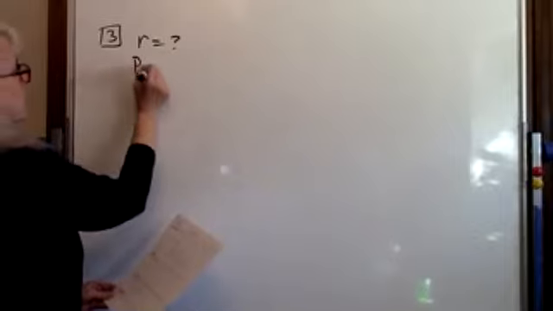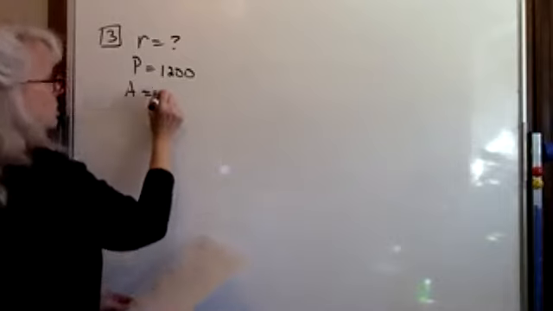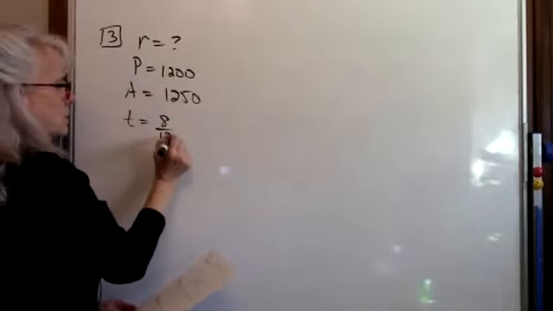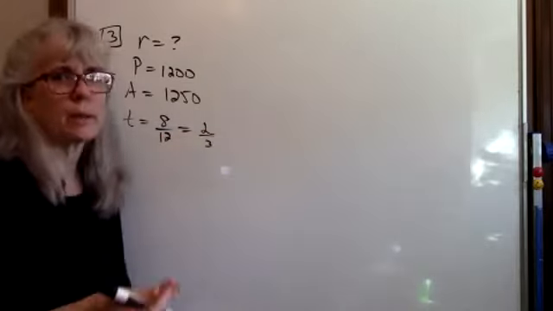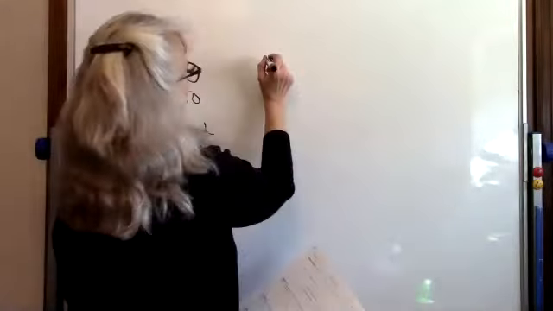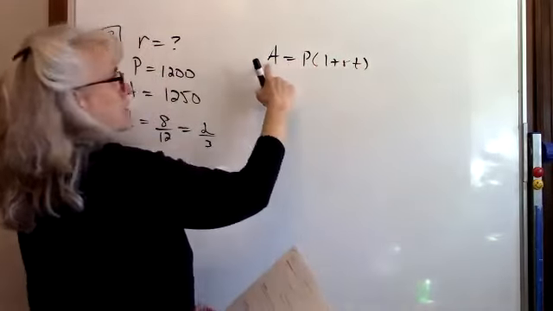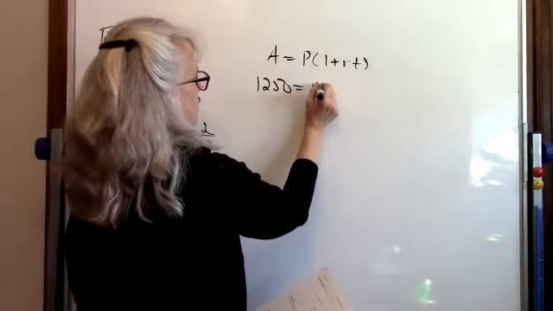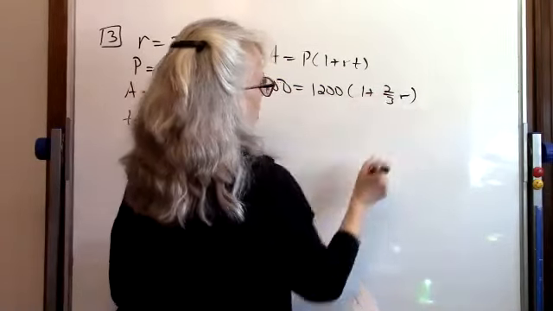We know that the initial amount is the $1,200. It's always the smaller of the two amounts. The final amount that it grew to was $1,250, and that was in 8 months. So that would be 8/12, which is the same thing as 2/3. Notice that I'm not taking that to a decimal because it's a repeating decimal, so I'll let the calculator handle that. We're going to have A equals P times 1 plus RT. Same formula again because they gave me the accumulated amount at the end. So 1,250 equals 1,200 times 1 plus 2/3 R.